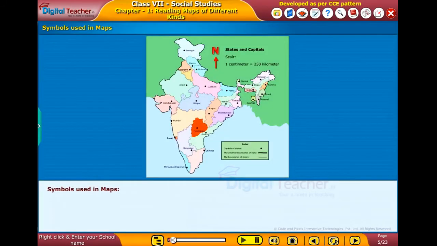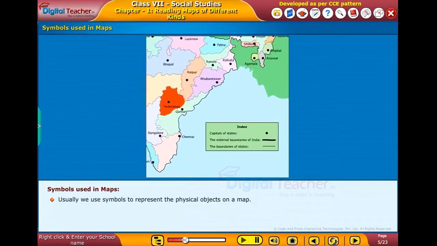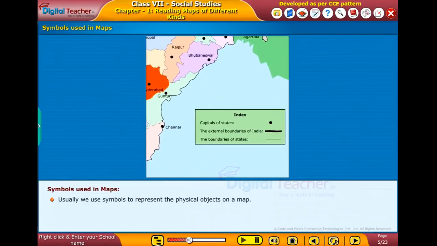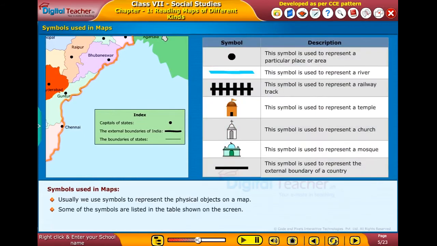Let us start our learning with the topic symbols used in maps. Usually, we use symbols to represent the physical objects on a map. Some of the symbols are listed in the table shown on the screen. Hence, in order to represent all the physical objects on a map, a point, line, or an area symbol is used.